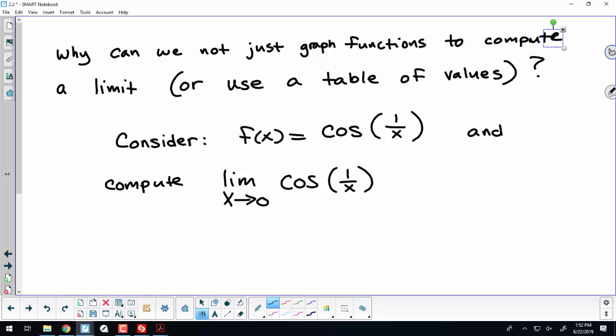So issue 1 hopefully is, well, if x is getting closer and closer to 0, what's happening to 1 over x? Is it getting smaller and smaller or larger and larger? It's getting larger and larger. 1 divided by a super small number is a really large number. So we might initially think, all right, well, I'm taking the cosine of something that's getting larger and larger. What's the issue with that?